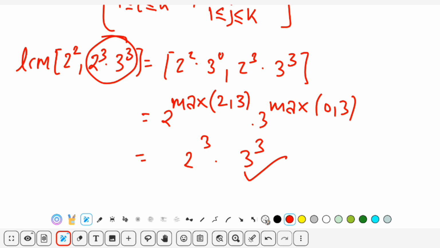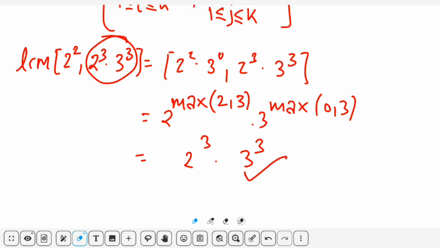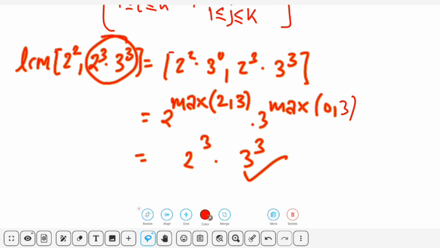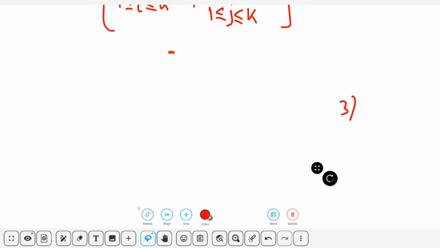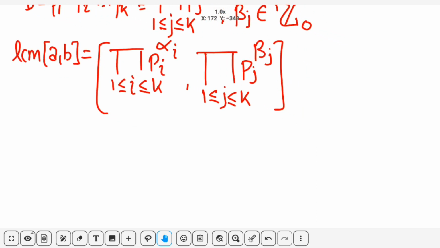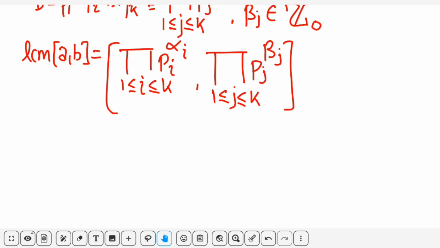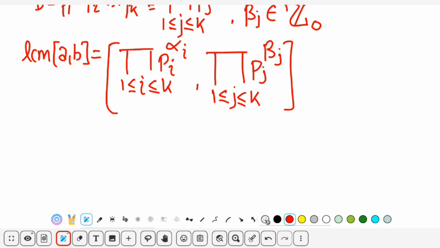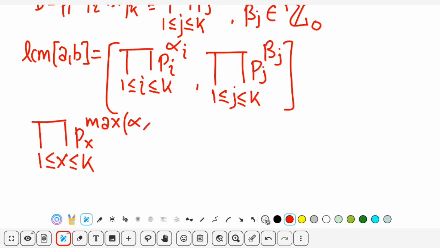Okay, so let's move on. So now the LCM of these two numbers A and B will be the product 1 less than equals to x less than equals to k Px raised to the power maximum of alpha x comma beta x.